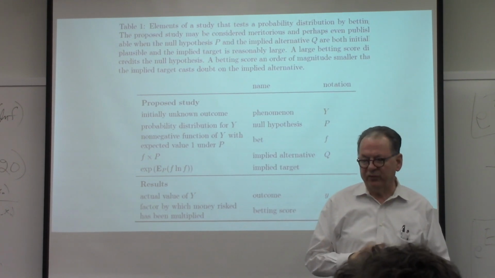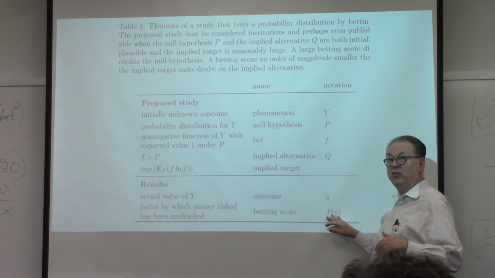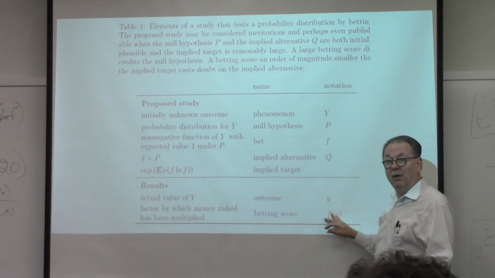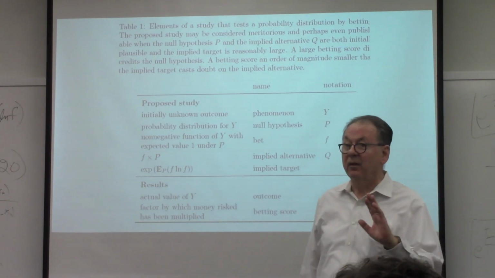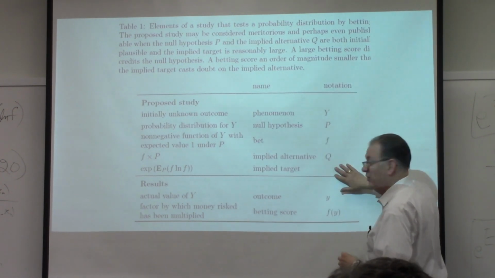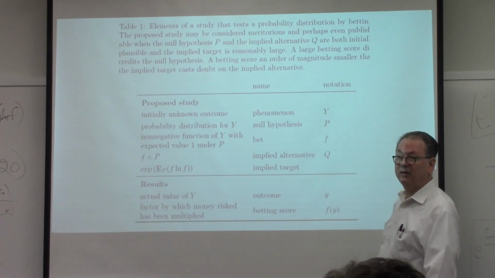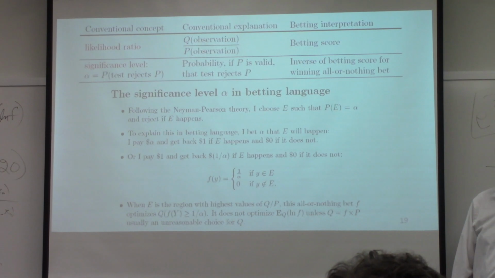So my proposal here is, if it has a good implied target, you've learned something even if the betting score isn't good. You've learned that you're really favoring the null hypothesis, the P. So maybe we could decide whether to publish things based on what we see before the study, not just the outcome of the study. That would be an idea.